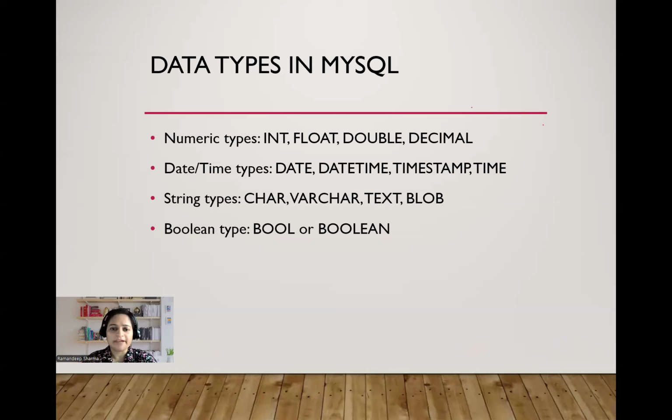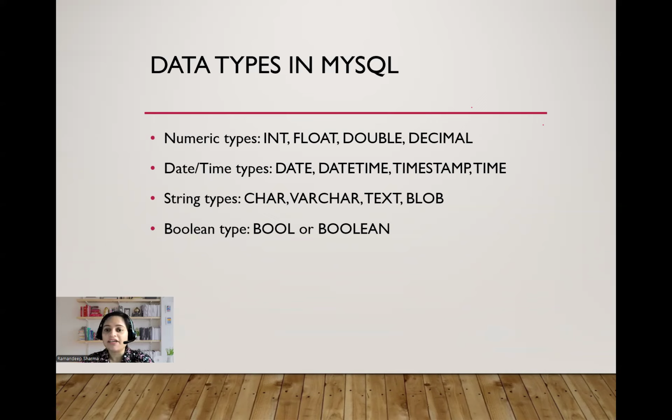For numeric data types, there are multiple data types available: int, float, double, decimal. All are for numbers, but they vary in usability. Int is for the normal integer, like if you have to save 2, 3, 4, whole numbers only. Float is for floating point numbers, if you have to store decimal data like 2.5, 2.3.